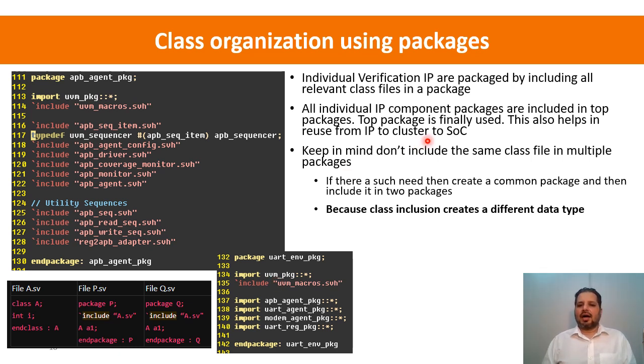So one other pitfall that you need to take care of is that if you have a class file, the same class file, you should not include it in multiple packages. For example, let's say I have this class A, and then I have this package P and package Q, and I am doing the tick include of this a.sv in both the P as well as in the Q. This is something that you should not do. Why you should not do this is, when you include this common file within these two, I have now declared this A of A1 over here and A of A1 over here.